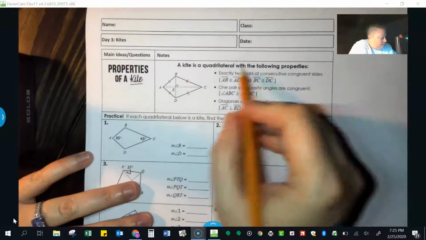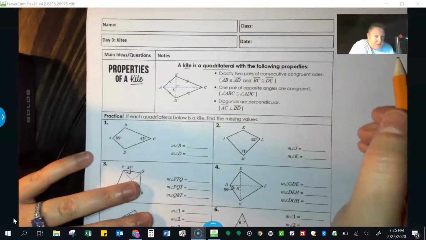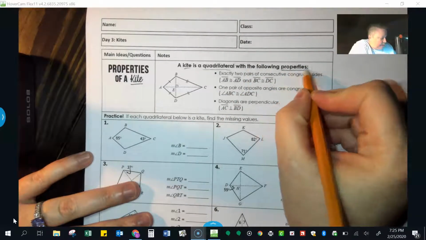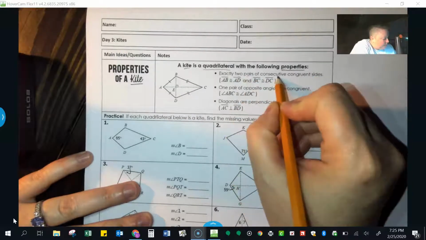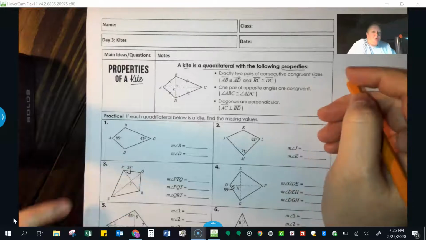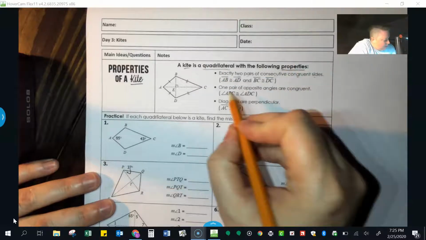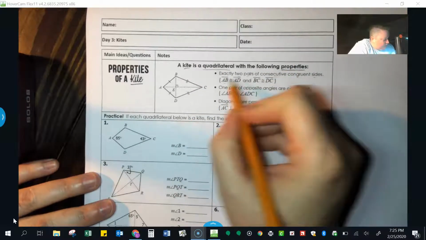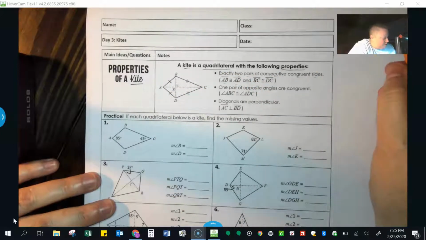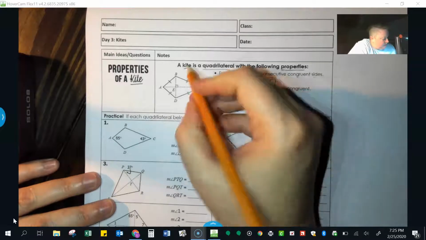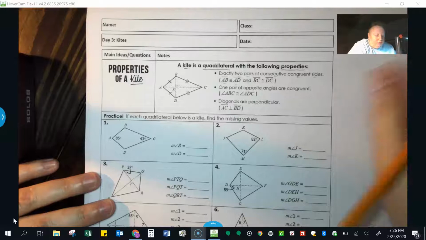Alright? So, let's talk about a kite, which is a quadrilateral. Okay, that's a four-sided figure with the following properties. So it's got exactly two pairs of consecutive congruent sides. Remember that consecutive means one after another. So, in this figure, it says AB is congruent to AD. So here's AB, AD, they're congruent to each other. BC and DC, so here and here, they're congruent to each other.